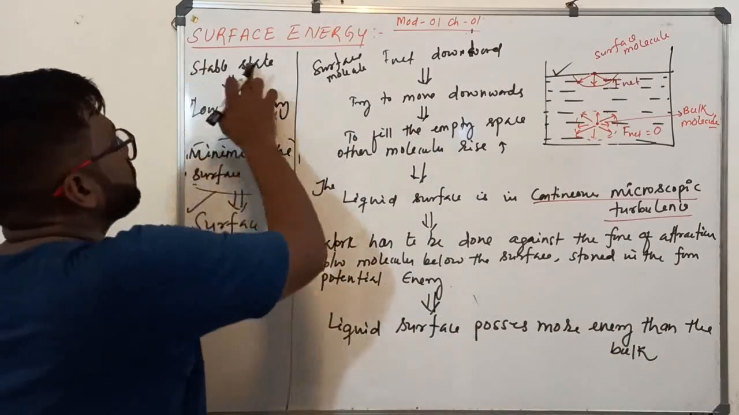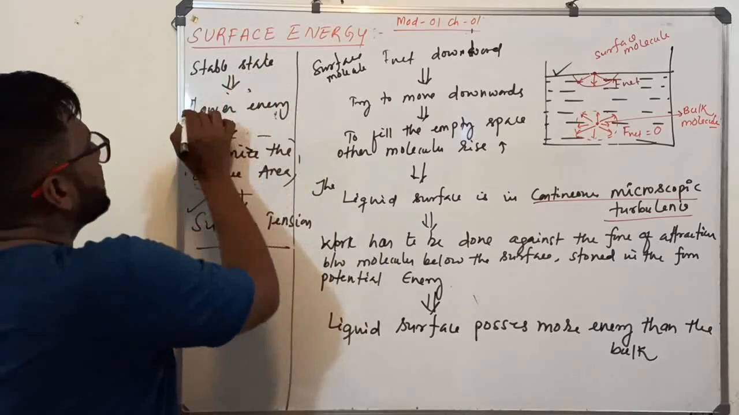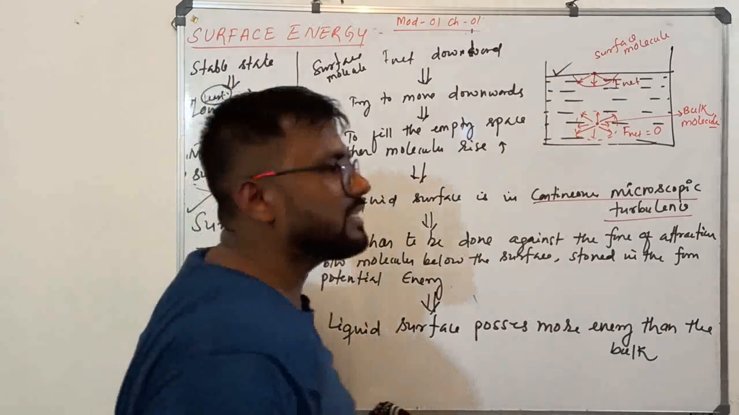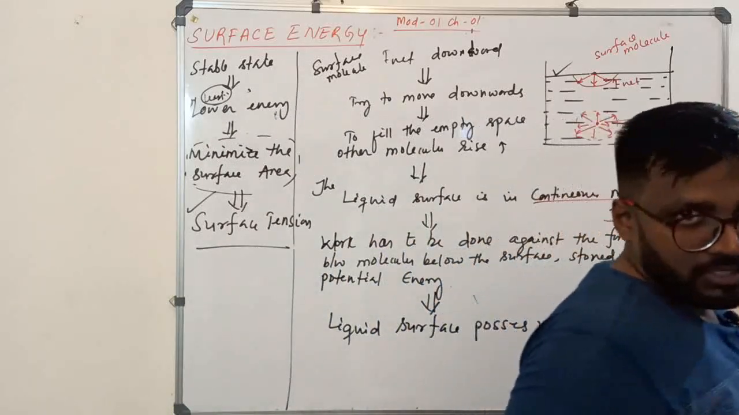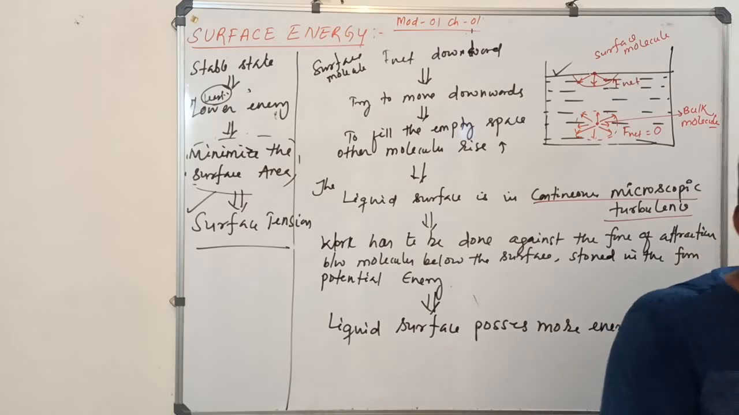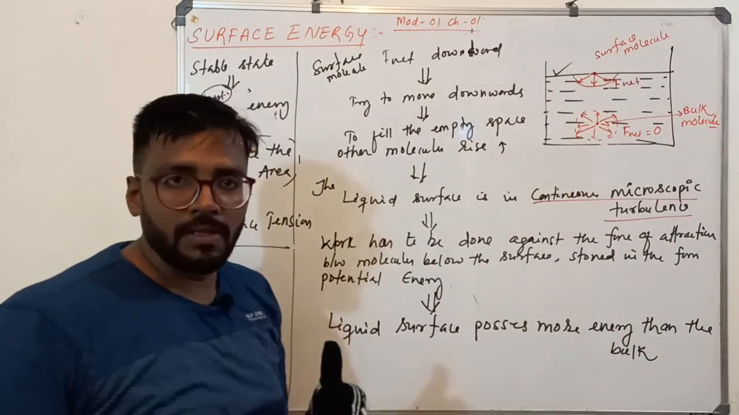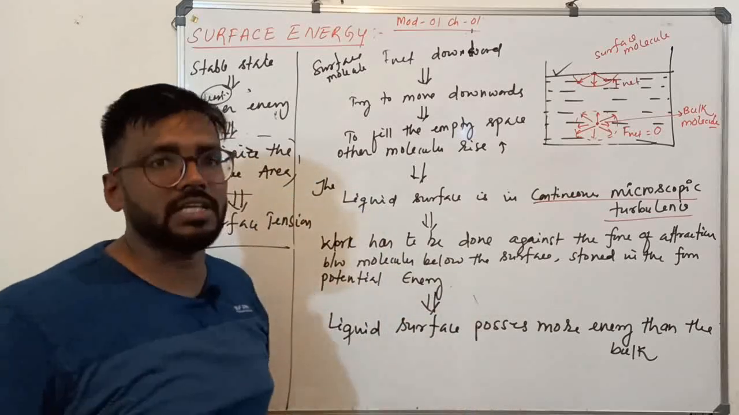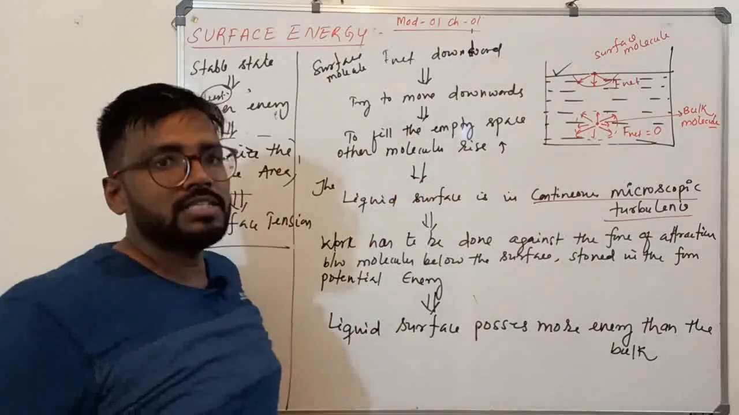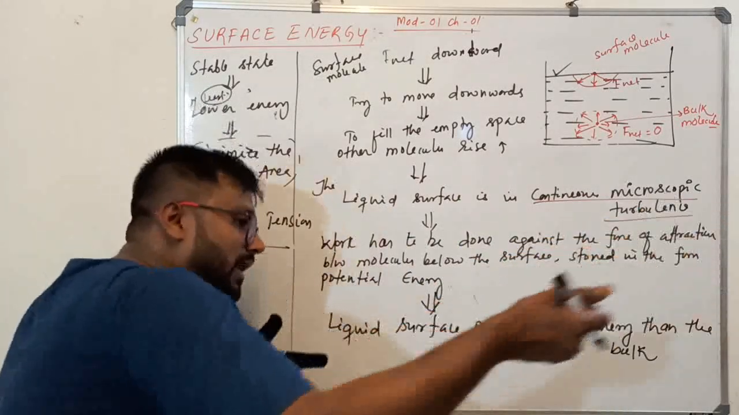But to come into a stable state, anything should have the least energy. It should have what energy? Least energy to attain a stable state. So what will they do? They will try to pull the molecules closer with the help of cohesive force, and they will try to minimize the surface area. Why? They want to attain the lower energy state, right? They want to be stable. Stable means lower energy. Lower energy means they try to minimize the surface area by pulling.